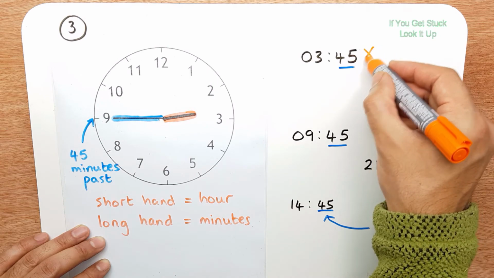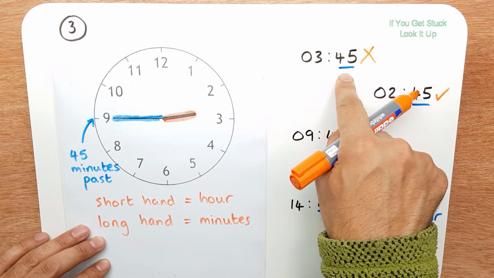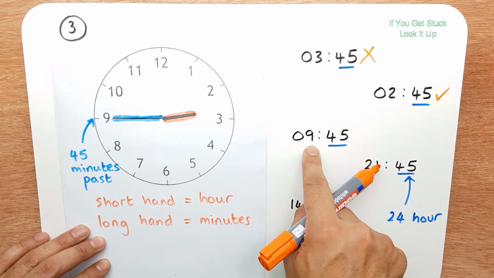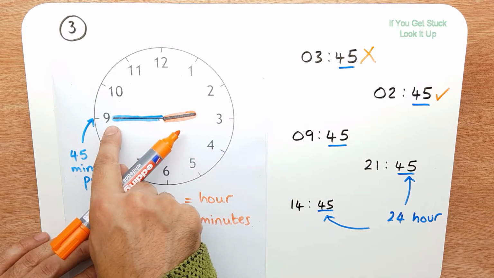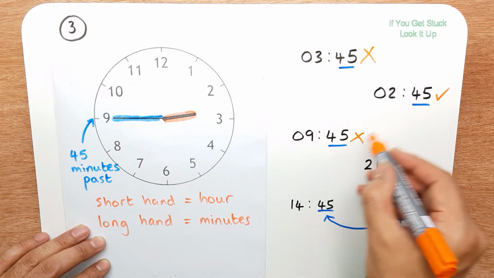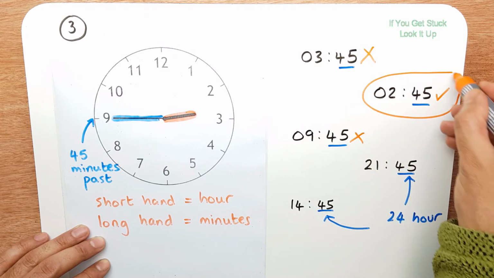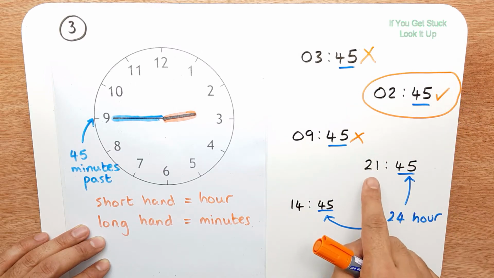We don't want this one because that's 3:45. That's gone past. And this is pointing to the wrong number. So that's no good to us. So we're interested in this one. Now the question is, where do we go?